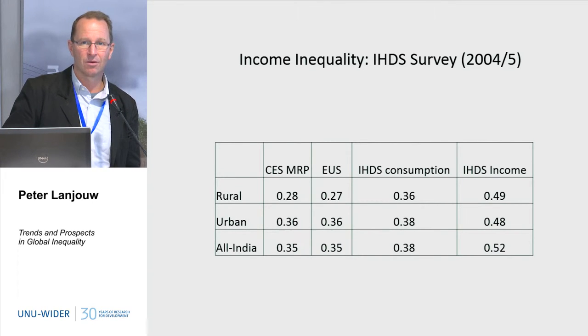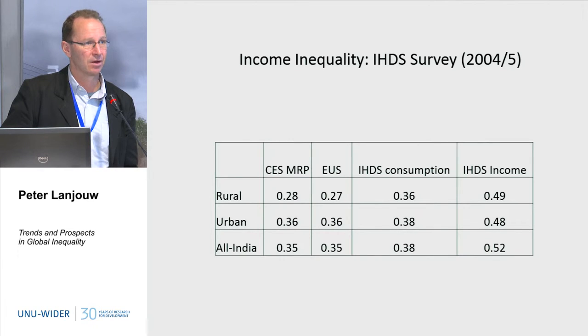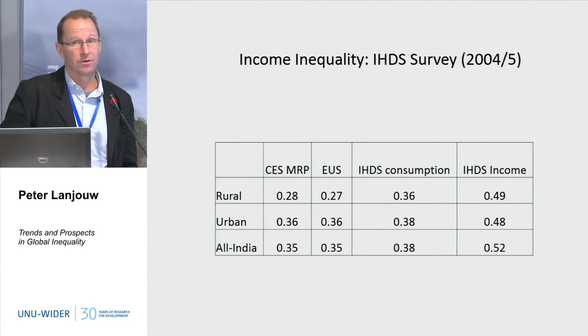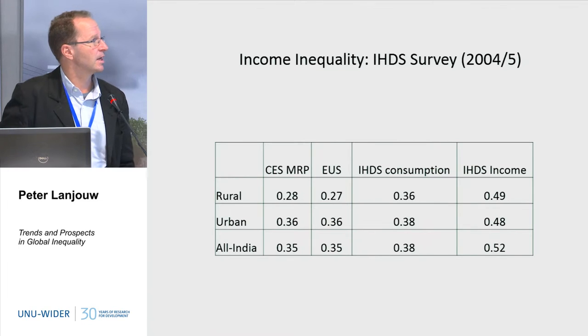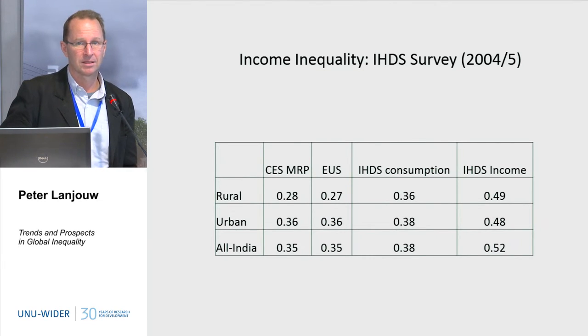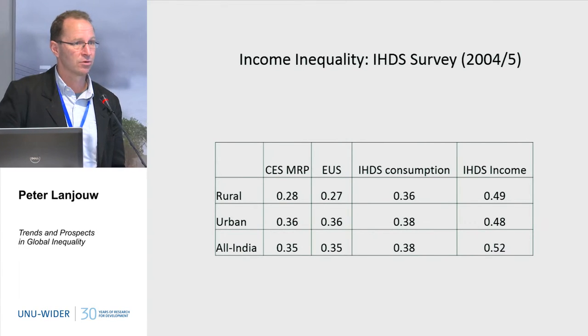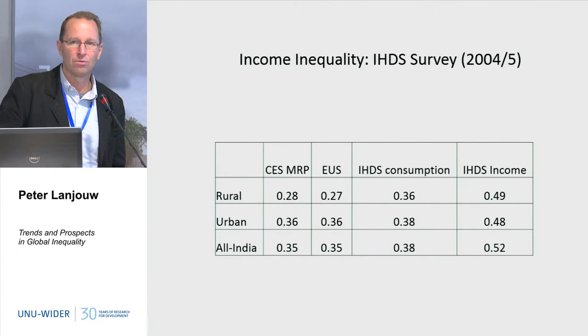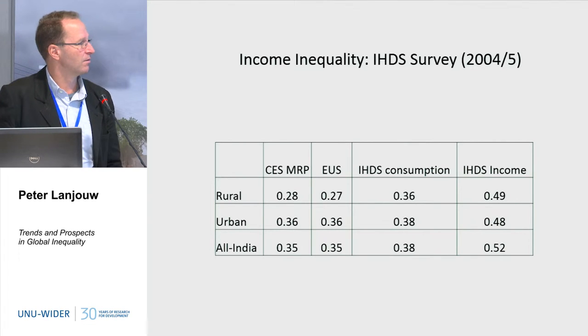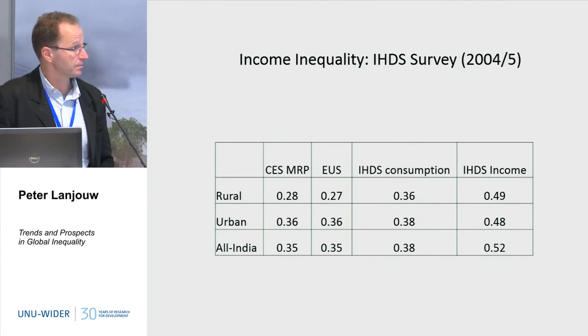So in terms of income inequality, based on these data, the picture is very different from what we're getting from consumption. We have a much higher level of income inequality based on these data. Now, there is a new round of IHDS survey data coming. It's not currently available, but presumably in the next half year or so, those data will become available, and it will be interesting to see what kind of trends we see. There's also work to be done to assess how reliable these income data are, how good a picture they give of inequality.